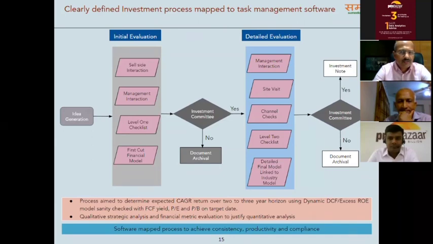And if it looks like something worth doing, we go into the second level of detail. And all these steps are mapped in our productivity tool, because there are so many things to do when investing in a company, it's easy to forget one or two things. By mapping it to a software tool, we make sure that we have covered all of the bases. And documentation, the archival, making sure that we document what we do, is very important.